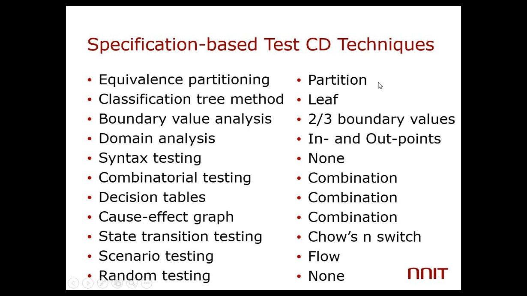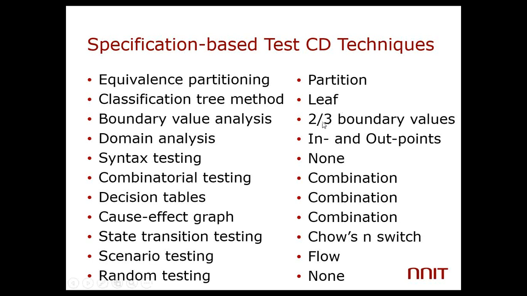If you want two-thirds coverage, then we will only test a member of two of the partitions. If you use the classification tree method, the coverage element is a leaf. I will not go through these test techniques, but you can look them up in various textbooks and see how you actually use them.